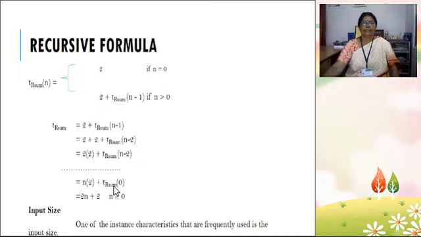So what is recursive sum of 0? If the value of n is equal to 0, it is 2. So the time complexity of this recursive sum algorithm will be equal to 2n plus 2. So this is how we calculate it for a recursive algorithm.